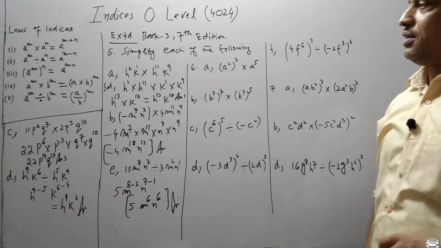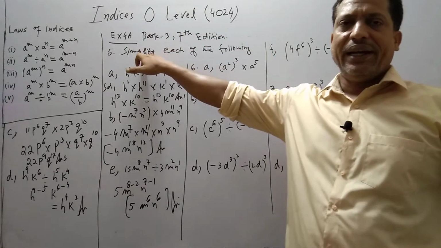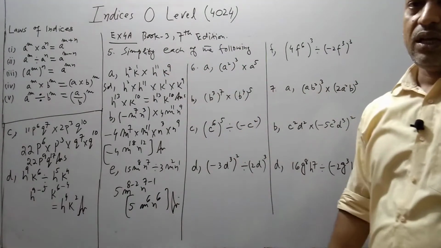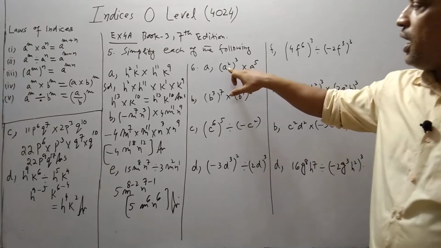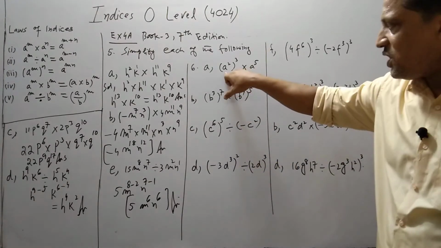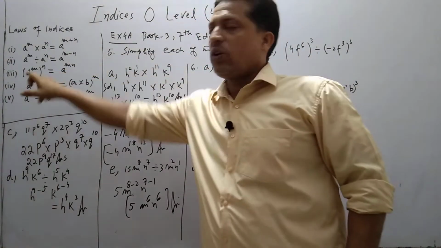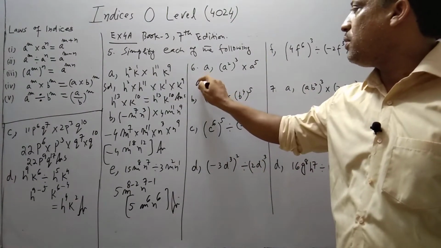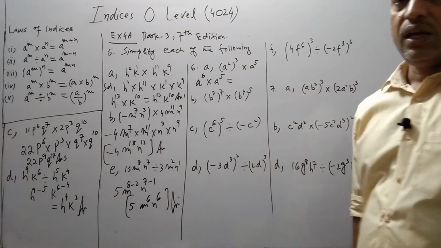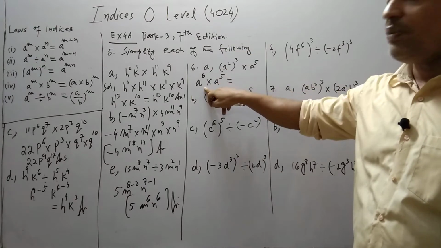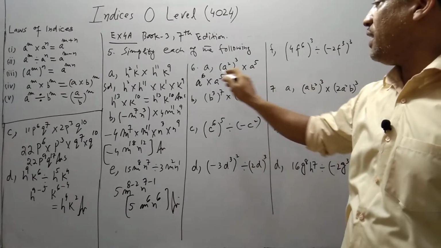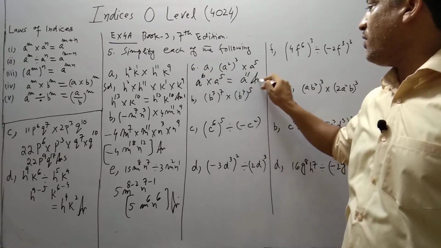See question number 6, part A. The question is the same: simplify each of the following. What is question number 6, part A? A squared to the power 3 into A to the power 5. Which law do we have to apply in this situation? We apply the third law, because power to the power is always multiplied. 2 threes are 6 and A to the power 5 remains. Now we apply law number 1, because if the bases are the same, then powers are added. 6 plus 5 is 11.